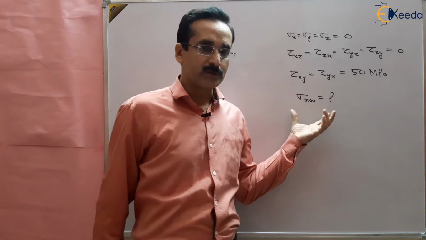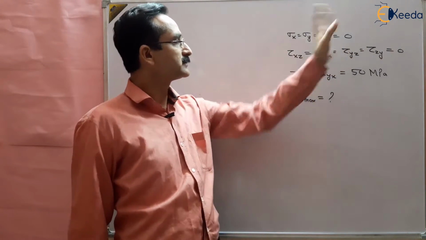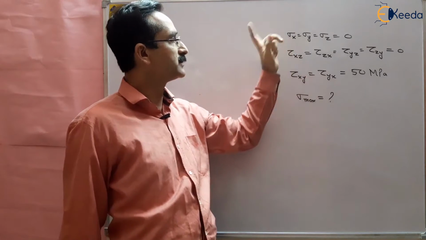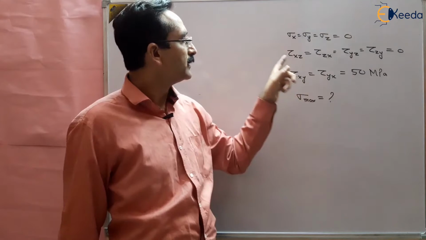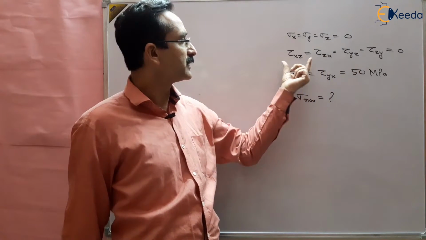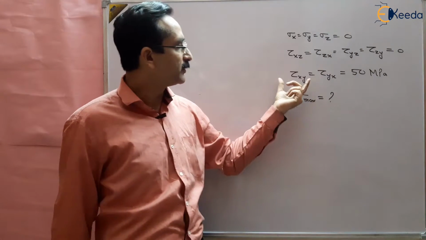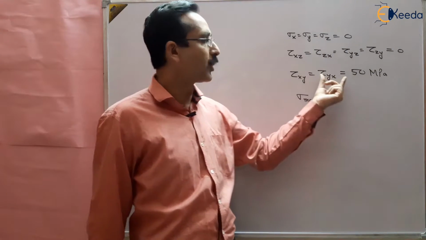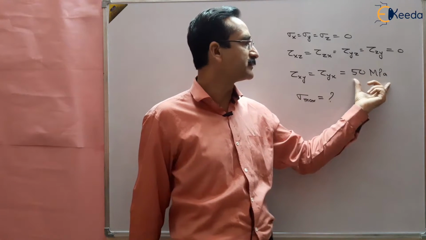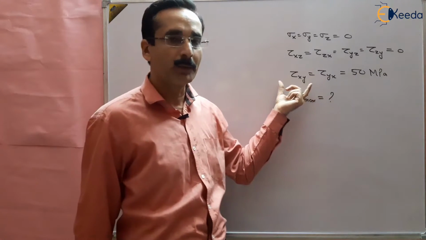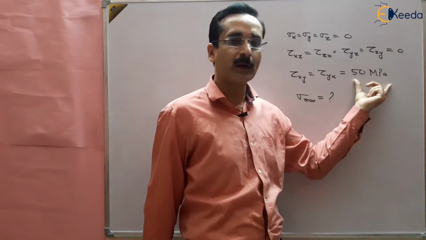What is given in this question? The state of stress at a point is given as all normal stresses are 0: sigma x 0, sigma y 0, sigma z 0. No normal stress is applied. Also, the shear stress in the xz and yz directions is 0. Only tau xy and tau yx are available. Because the shear stresses are complementary, xy must be equal to yx, and that is given as 50 megapascal.